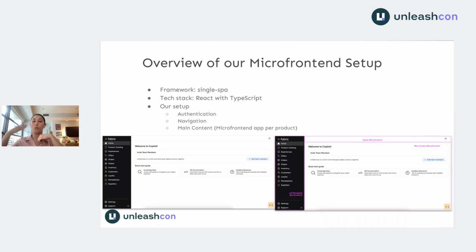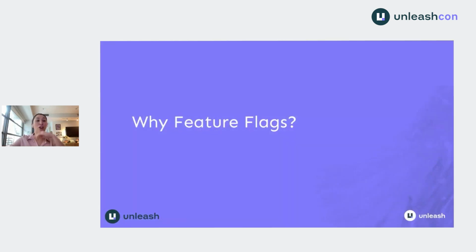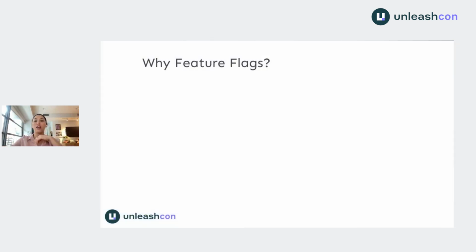So on the home page, we have the home page micro front end. When we click on product catalog, we have a product catalog micro front end, et cetera, et cetera. So with that overview in mind, why do we want to use feature flags to actually release features?